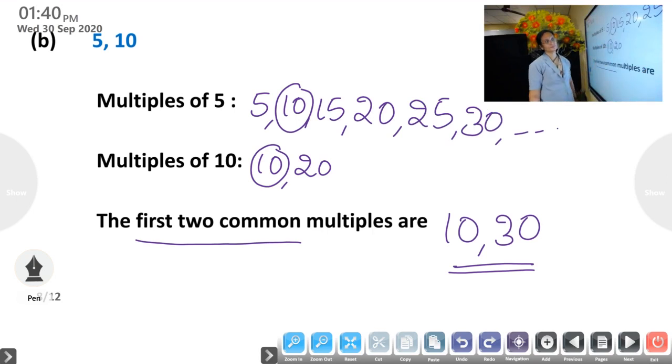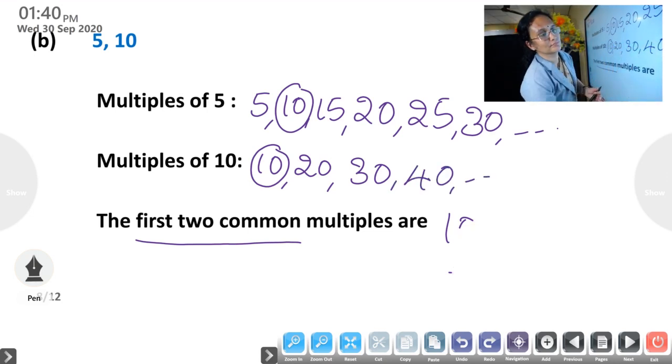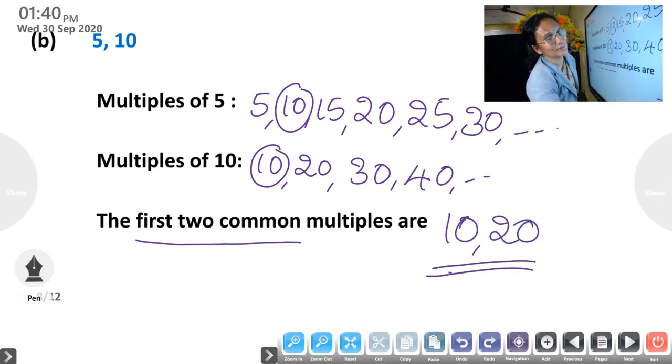Okay, look here. 10, 20, 30, 40, etc. Just go to the previous slide. 5 and 10, multiples of 5. 5, 10, 15, 20. See, I missed out this 20. Okay, 20, 25, 30, etc. Is it clear? This 20 is here. Multiples of 10: 10, 20, 30, 40, etc.